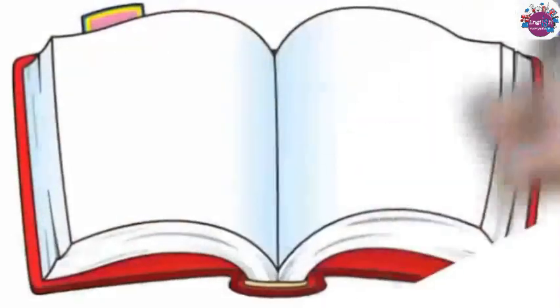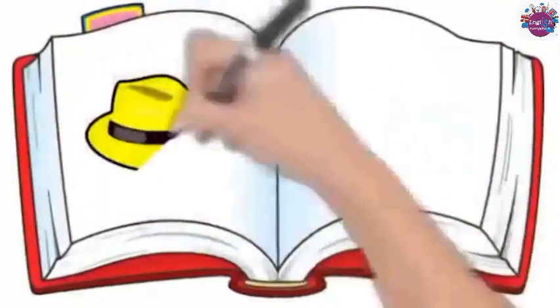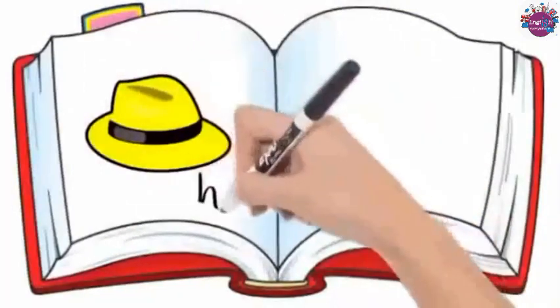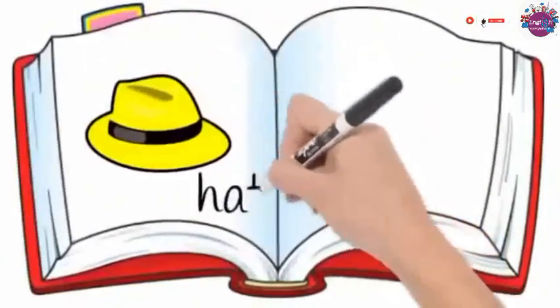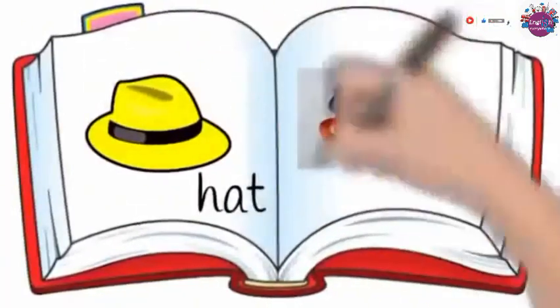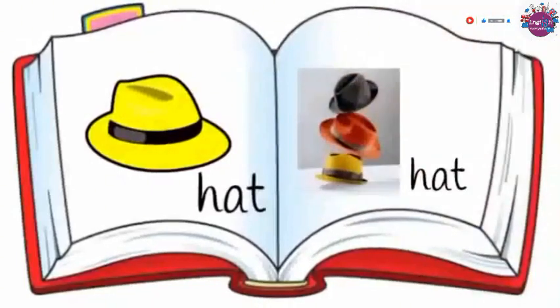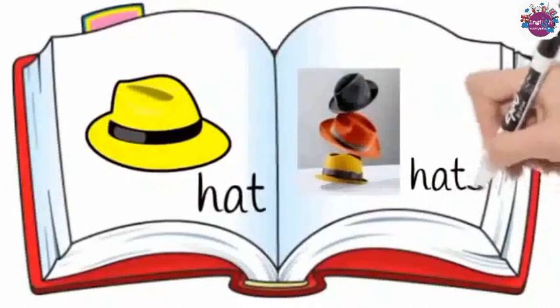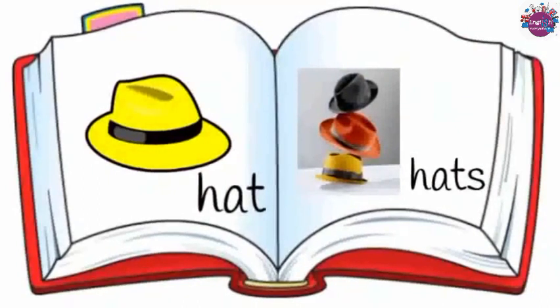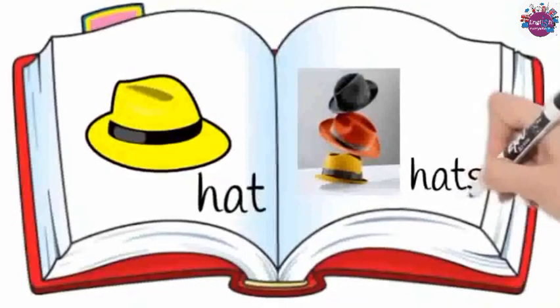Let's see another picture. Now, we see a picture of a hat. When we say hat, that means one hat. When we see more than one, that means many, so we will say hats. Now, do you hear the sound of S in hats? So we will add S in the word hat. When we say hats, it means many. And when we say hat, it means one.